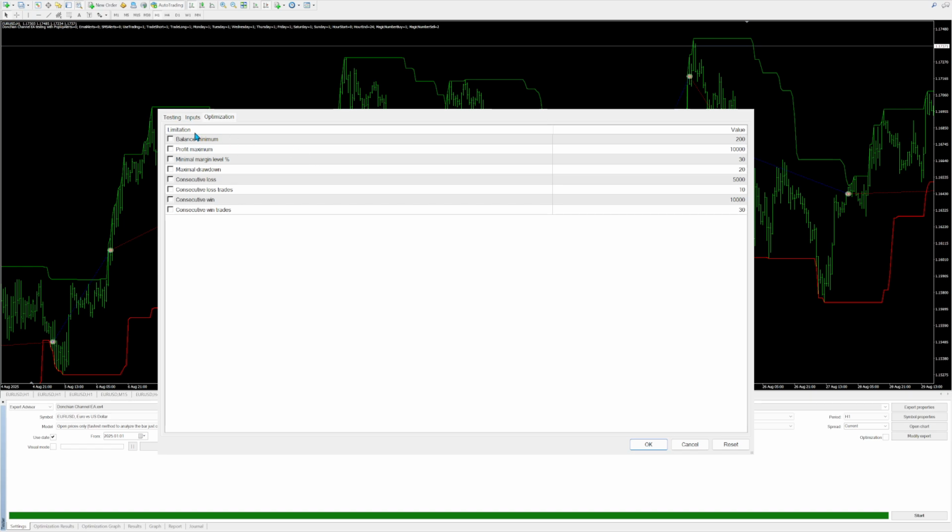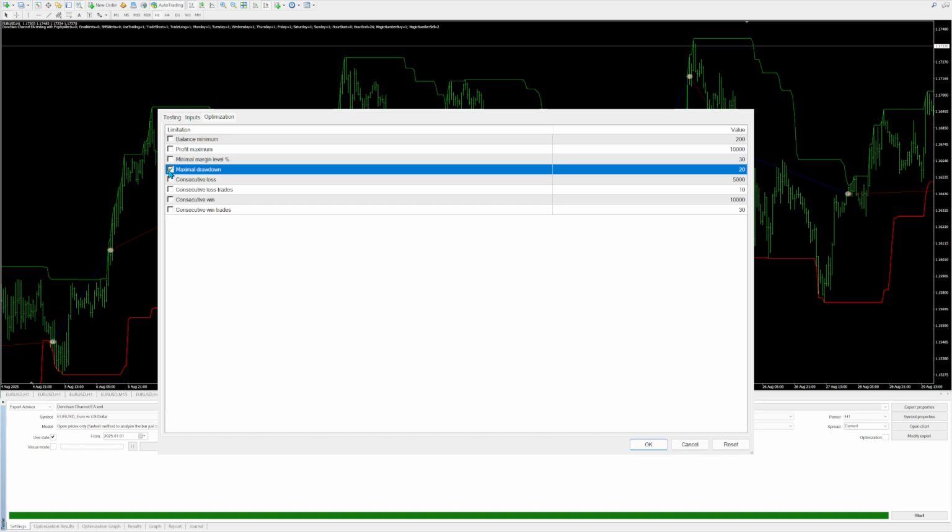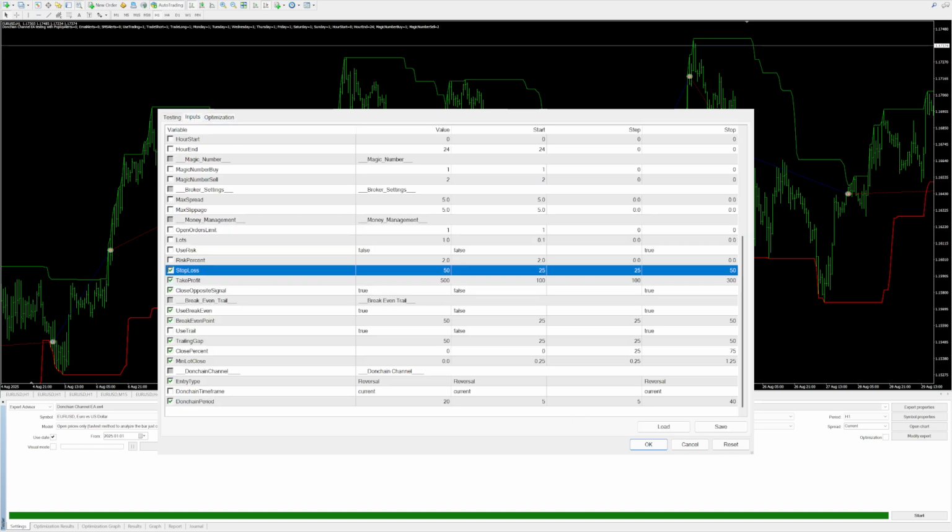Go on optimization. So if you want to filter results, you only want results that fit within this criteria. You just select a certain criteria and enter the value, for example, maximal drawdown 70. If you have that checked, you won't get any results that have a drawdown higher than 70. I leave these all unchecked just because I like to see results good and bad, just to get a feel for what works and what doesn't.